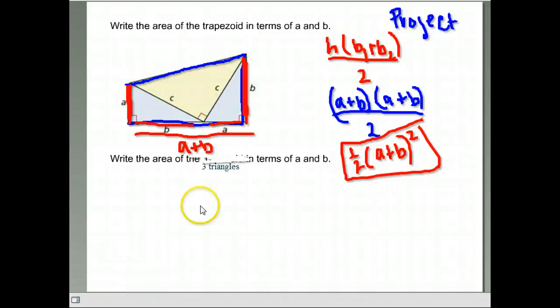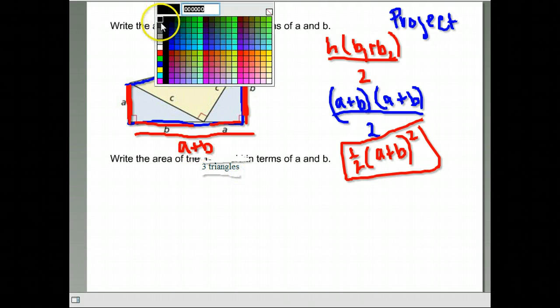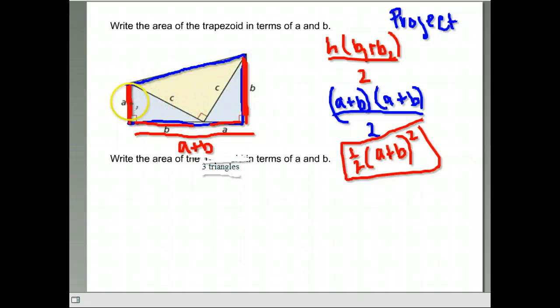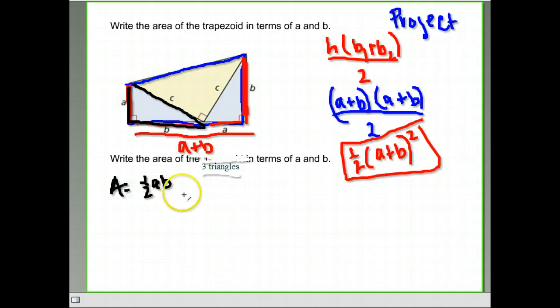Okay, so the next step after you've written the area of the trapezoid in terms of A and B is to write the area of the, sorry, a typo there, the area of the 3 triangles in terms of A and B. So let's look at our first triangle over here on the left. Our base is A, our height is B, and the area of a triangle is 1/2 base times height. So the area is 1/2 A times B.